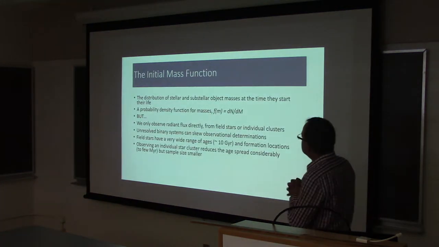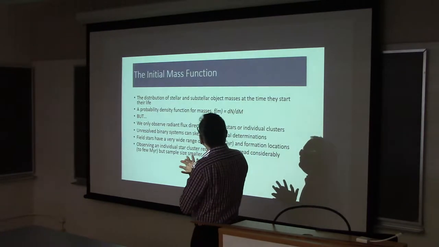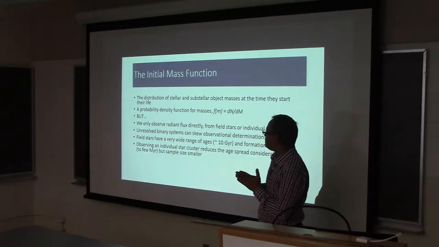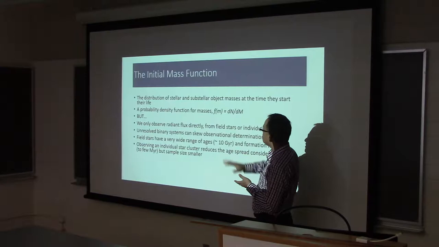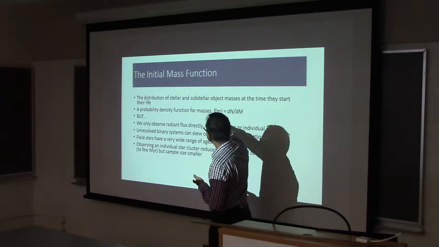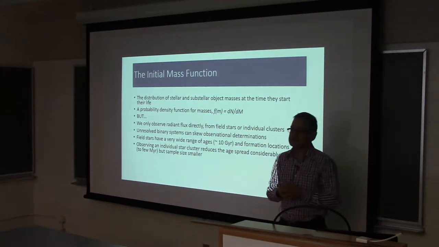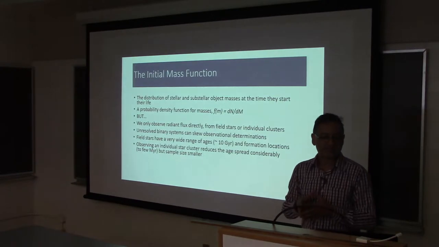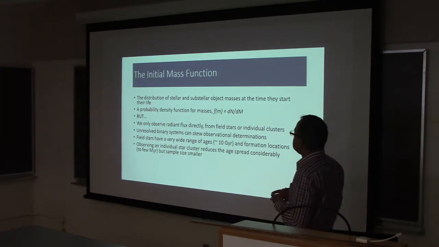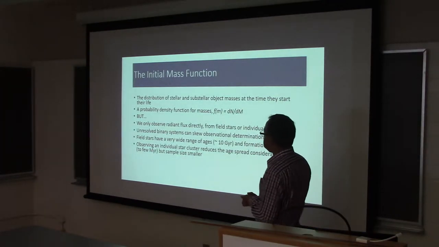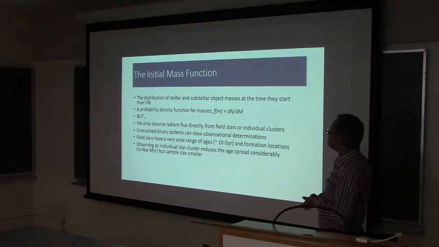Okay, so the initial mass function formally, from a statistics point of view, is a probability density function. I'll be interchangeably using f of m as a distribution function, which is also the differential number per mass interval. And of course, there are many caveats observationally into determining this IMF.